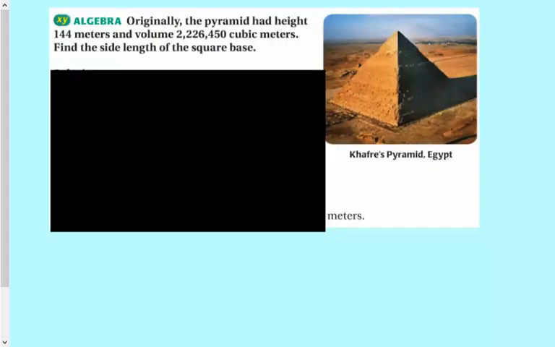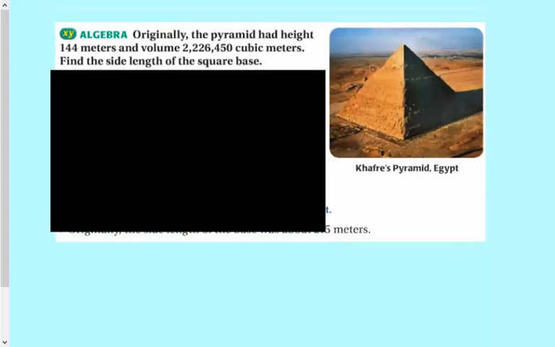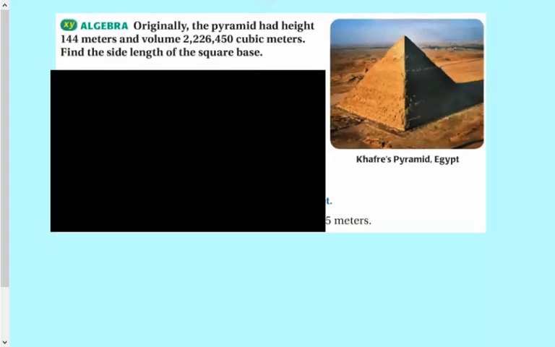All right, originally the pyramid had a height of 144 meters and a volume of 2 million something, whatever. Find the side length of the square base. Okay, this is a problem where we're going to go backwards. So we're going to set up our formula. 2,226,450, that's the volume, and that equals 1/3 base times the height, and the height is 144.